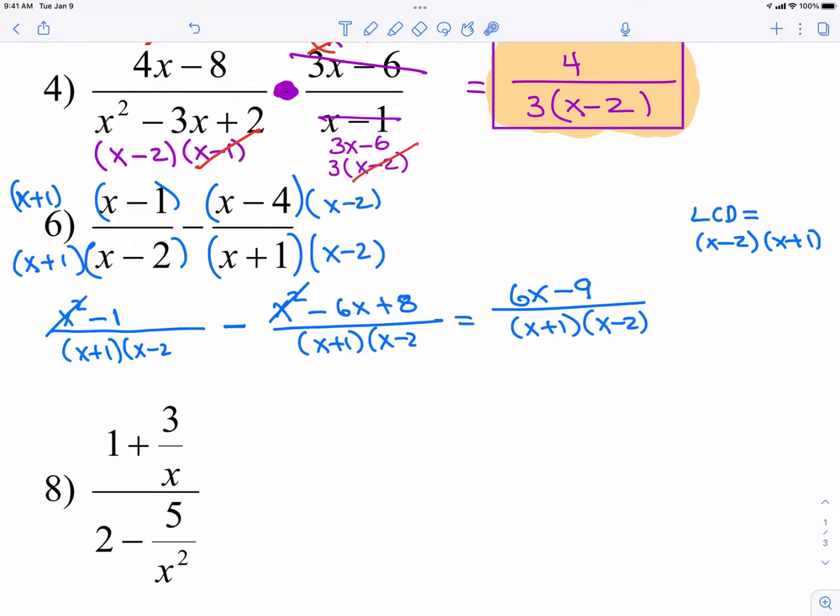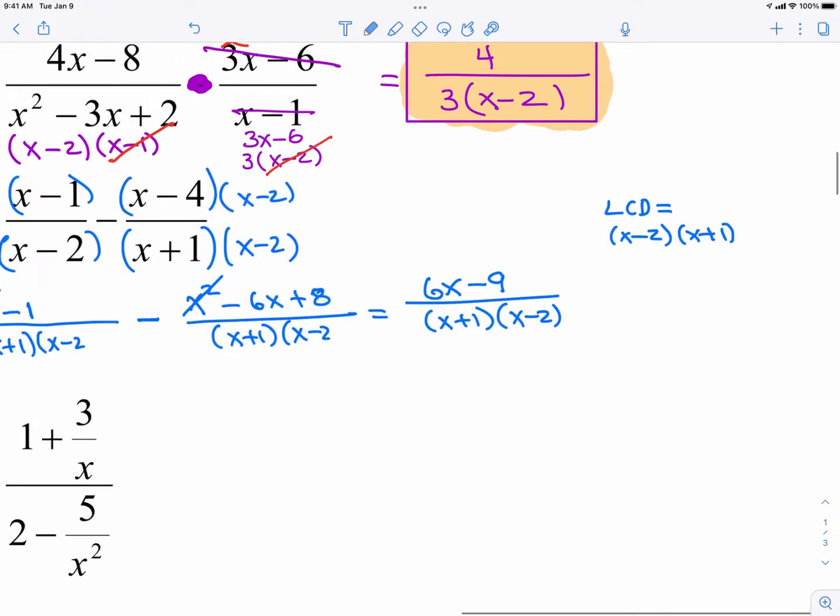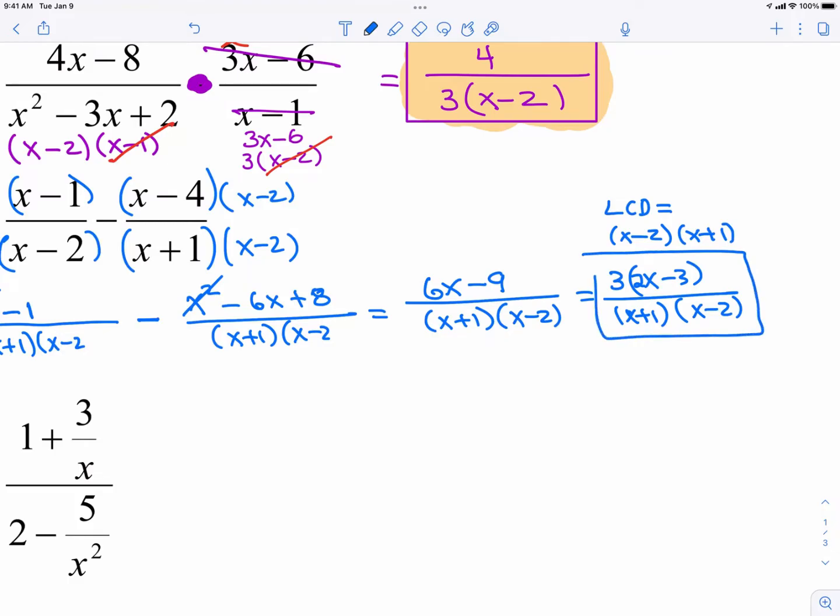Now you want to remember to make sure you factor as far as possible in the numerator in case you can cancel something out later. So we can actually factor out a 3 from the numerator. So we're going to get 3 times 2x minus 3 on the top, all over our common denominator. All right, and this, ladies and gentlemen, is your final answer.